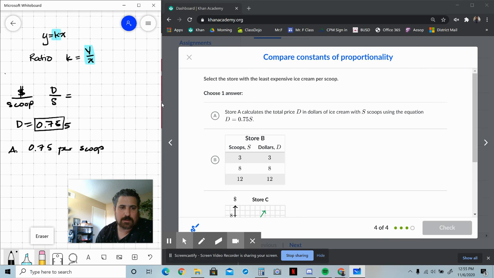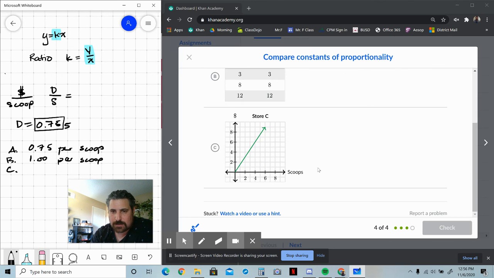Okay? And then B is what? So B here says that dollars is 3, scoops is 3. Well, what's 3 divided by 3? 3 divided by 3 is 1. So basically you're paying $1 for every scoop. Okay? So B is saying that you're paying $1 per scoop. So obviously that's more expensive. Okay? And then the last one, C.